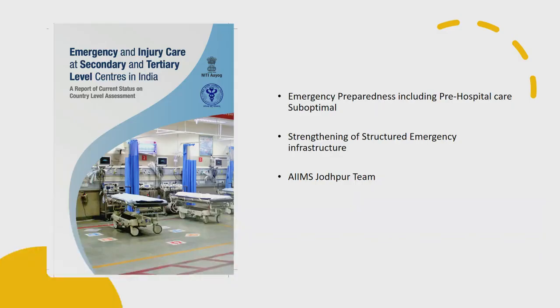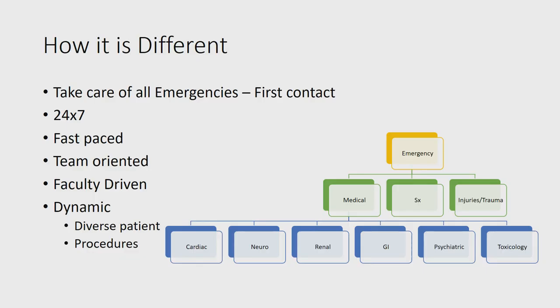This was a document released by Niti Aayog in 2021, a national level assessment of emergency services at secondary and tertiary level. AIIMS Jodhpur was also part of this assessment for Rajasthan state. In this document, they mentioned that the preparedness of emergency services is very suboptimal throughout the country, and they emphasized strengthening structural emergency infrastructure, which can be done by starting academic emergency departments in various institutes.